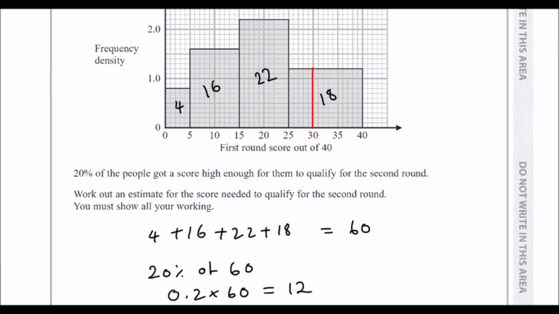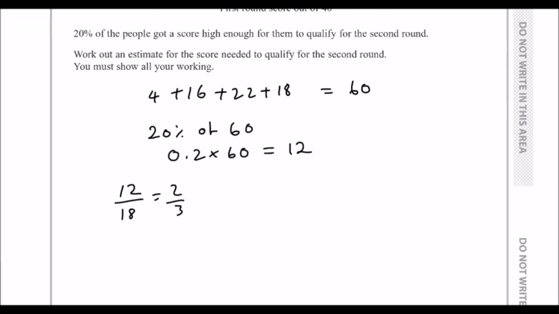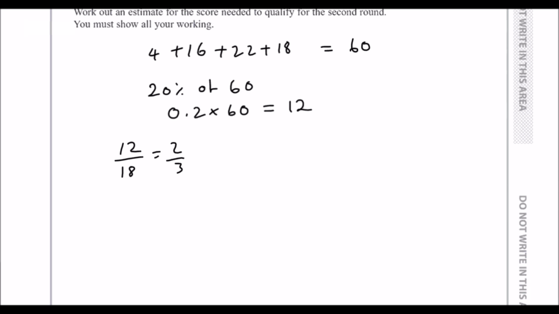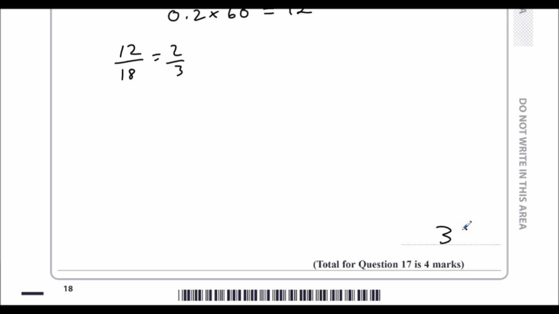What I could have also said is I want the area to be 12. So the height is 1.2. 1.2 times the width is 12. So 12 divided by 1.2, the width is 10. So go back 10, 30 to 40 has got a width of 10. So it's 30. 30 is our answer. So an estimate for the score needed, 30.